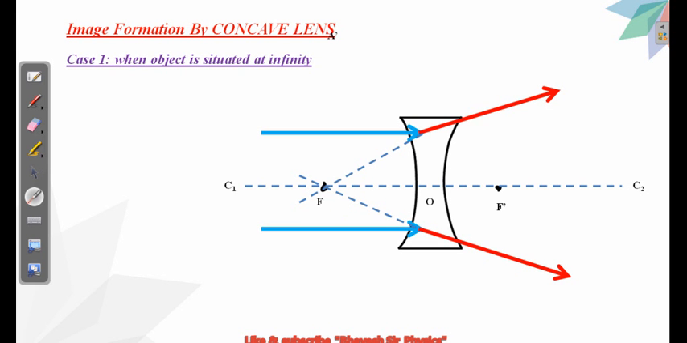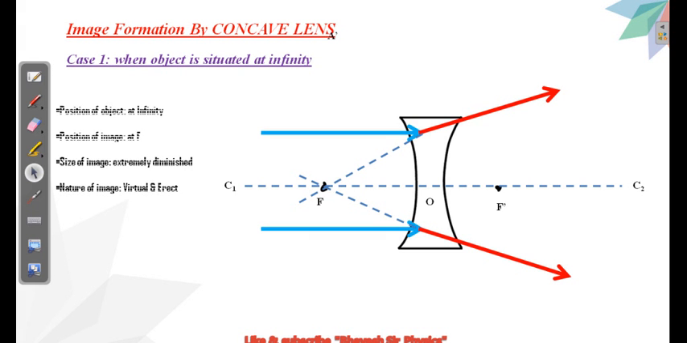Okay, so let's see these points. Position of object: at infinity. Okay, object is at infinity. Position of image: at F, so you can see the image is forming at this point F, the principal focus. Now size of image is extremely diminished, a point-like image will form. Okay, इस केस में जो image form होगी, point like image will form. Now nature of image is virtual and erect.